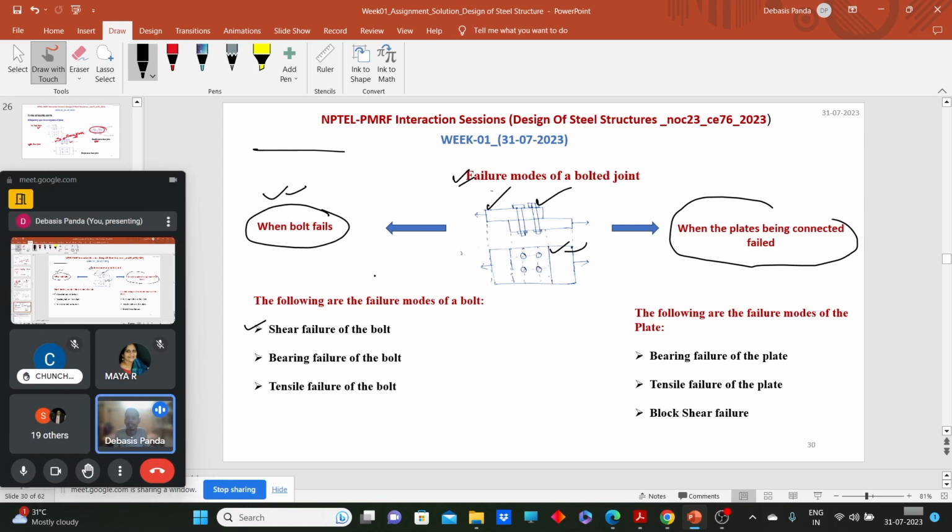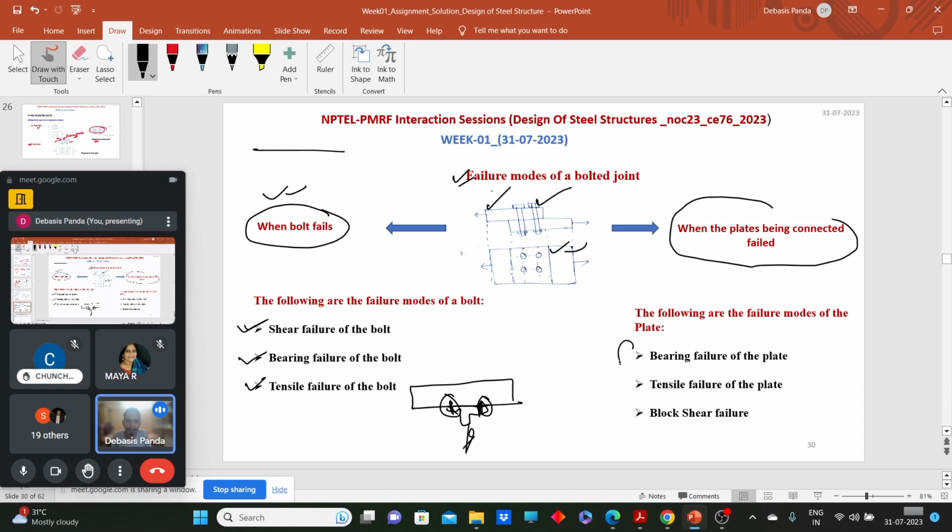So either the bolt can fail in shear, or the bolt can fail in bearing, and where we have a direct tension member, like I have said, we have a T-beam, we need to join them like this. So here the bolts are directly subjected to tension. So we need to consider these three failures. Now I will come to each mode of failure one by one.